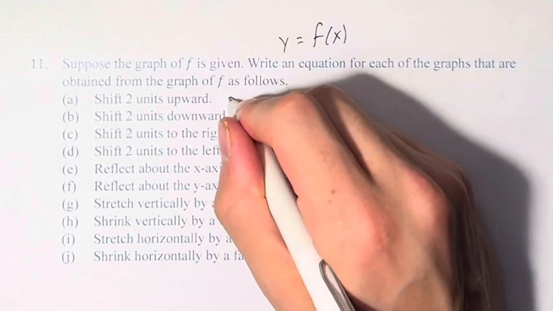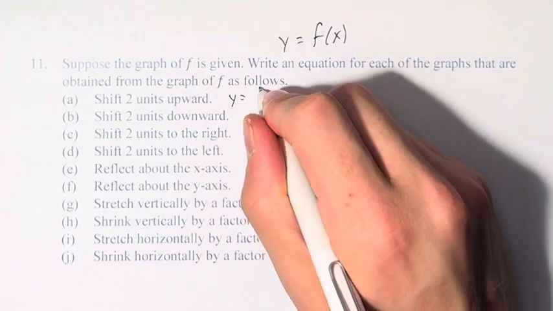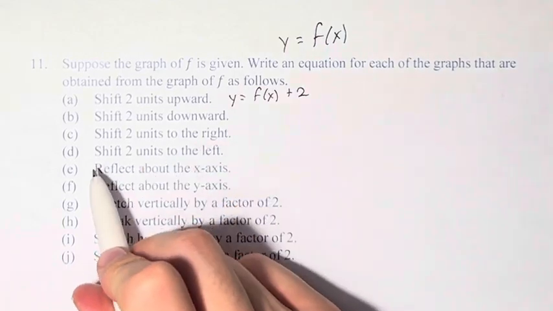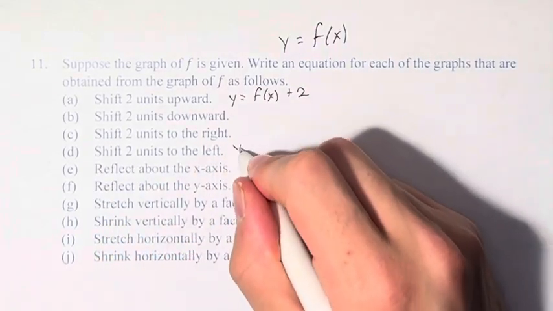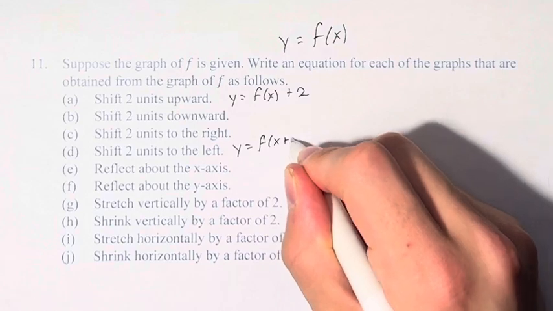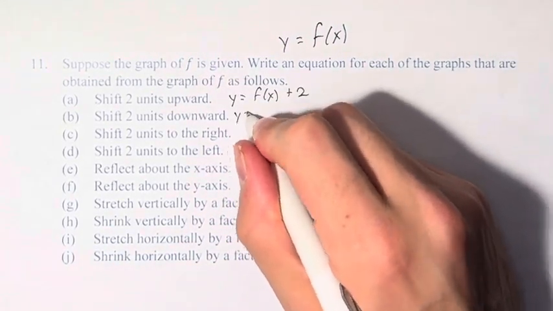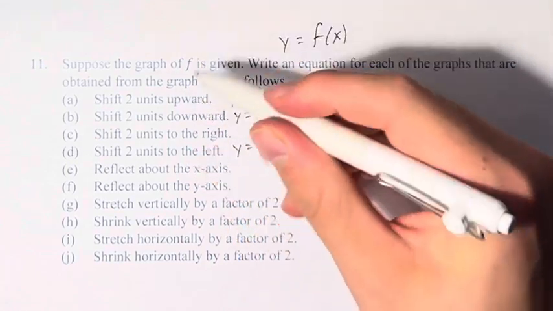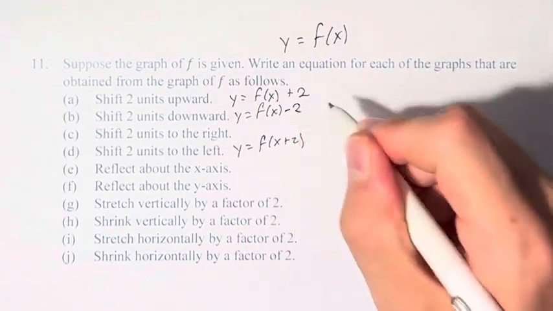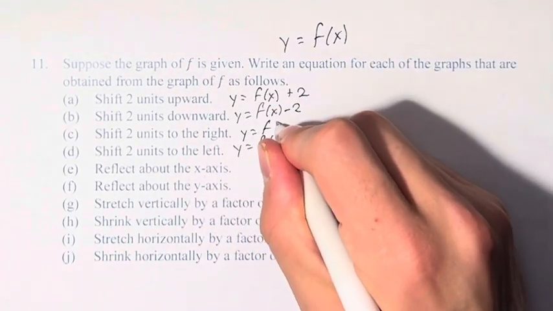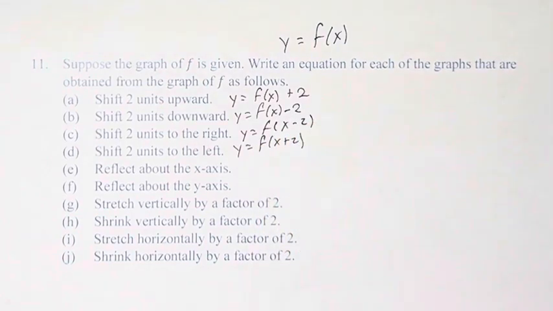So what does that mean? 2 units upward is f of x plus 2. Compare this to 2 units to the left is f of x plus 2. Inside the function, outside the function. Upwards is plus 2, downwards is minus 2. To the left is plus 2. To the right is minus 2.